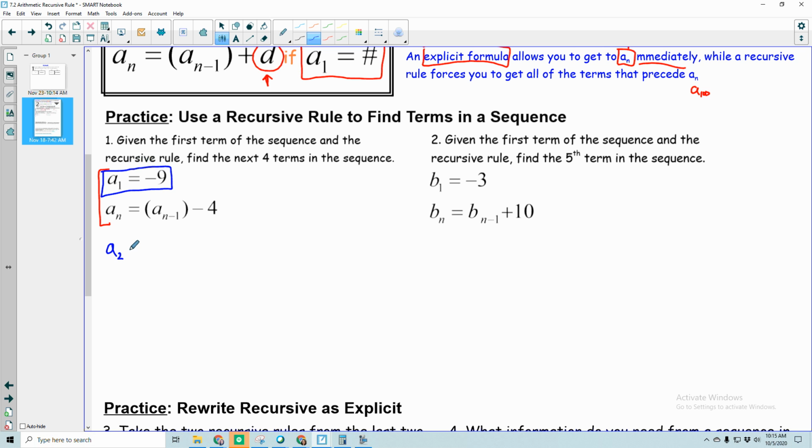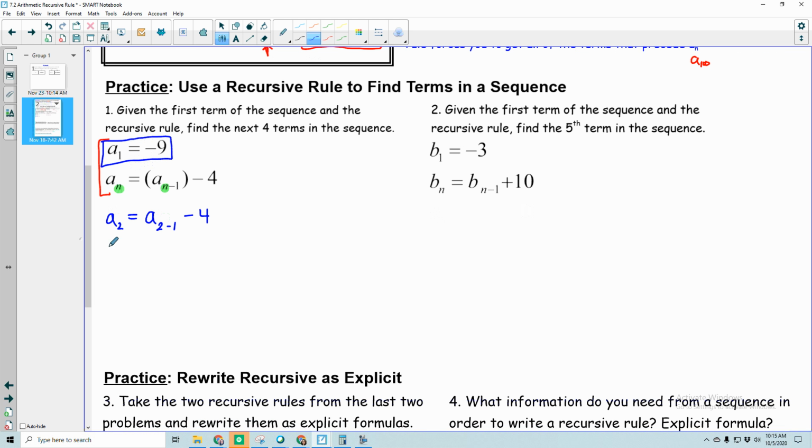What then is the next four? So the second term, the third term, the fourth term, and fifth term. Okay. So I can find the second term by just taking 2 and plugging that in to every spot that I see an n. So a sub 2 minus 1, and then all of that is being subtracted. You subtract 4 from it.